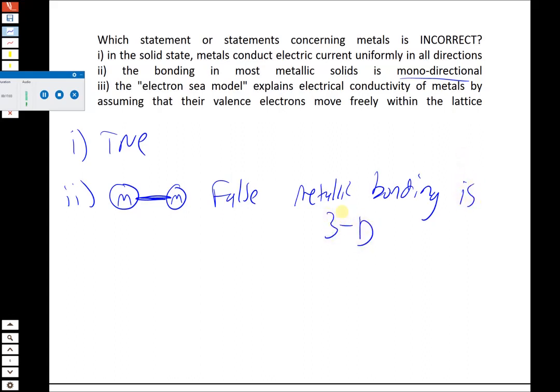Alright, so choice 2 is one of our incorrect statements, and then for choice 3, the electron sea model explains electrical conductivity of metals by assuming that their valence electrons move freely within the lattice. So again, this is that link between the bonding model, the electron sea model, which says that electrons are delocalized in all directions, and the fact that electrical conductivity is very high in metals because the electrons can move very freely. So this is, again, a true statement about how bonding in metals works.